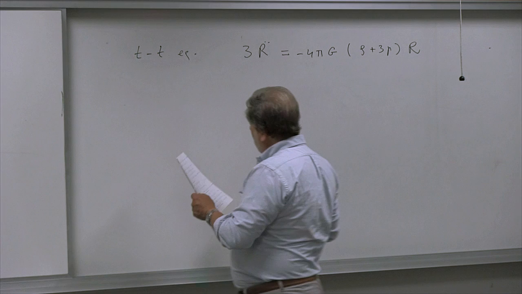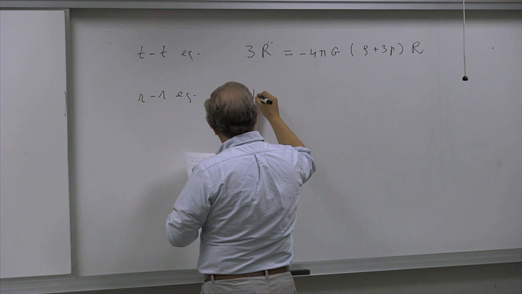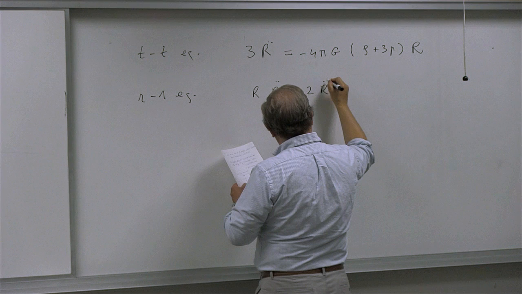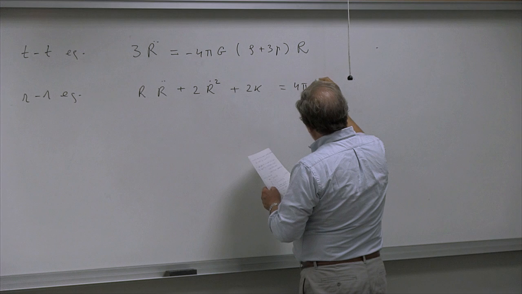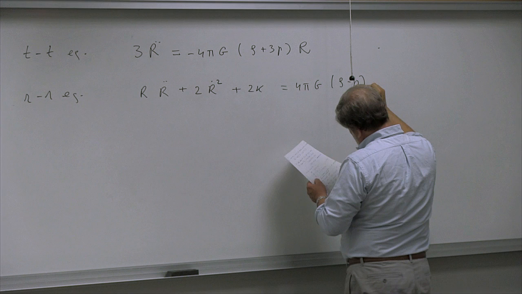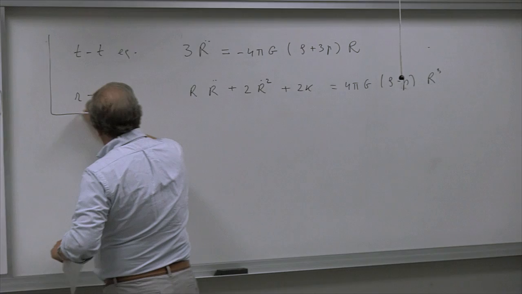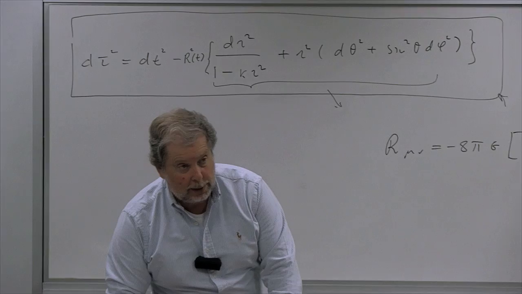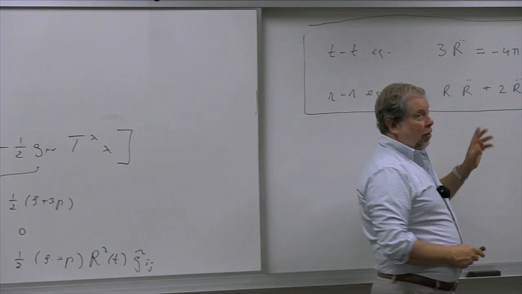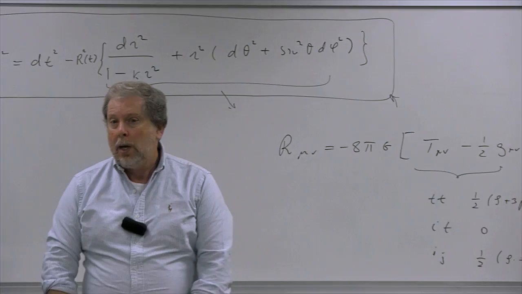And the rr equation is R times R double dot plus 2R dot squared plus 2k, remember k is this parameter which is 0 or plus or minus 1, equal to 4 pi G times (rho minus p) times R squared. Plus the equation for energy conservation, which we wrote down before. That's where we'll leave it, and next time we'll continue discussing what comes out of these field equations. You can, in fact, eliminate the R double dot from these equations and write it just in terms of R dot. We're going to do that next time, so I think we'll stop here.